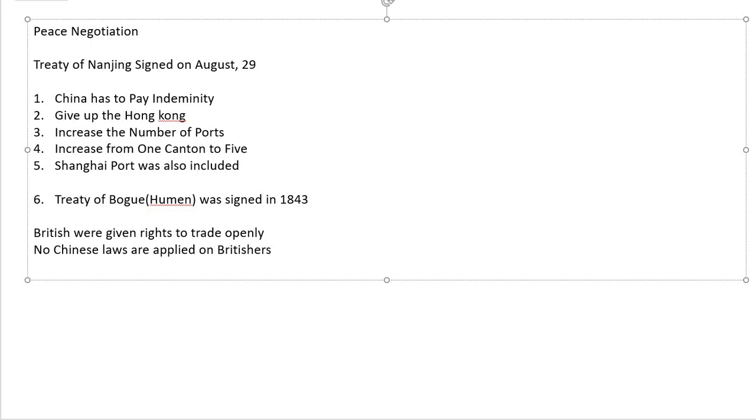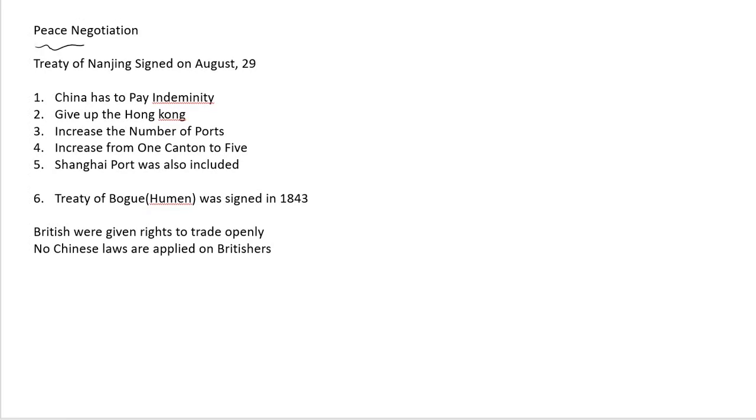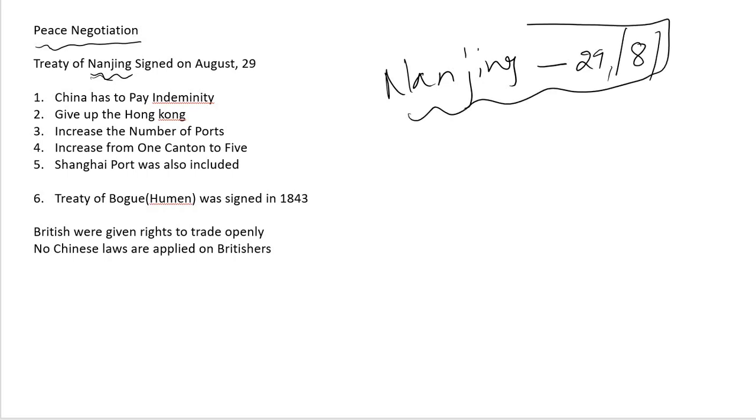Thereafter, the Chinese went for the peace negotiation. So now they signed the Treaty of Nanjing on 29th of August. So just note it down. This can be asked in any of the exams. These are the main key points which you have to remember.